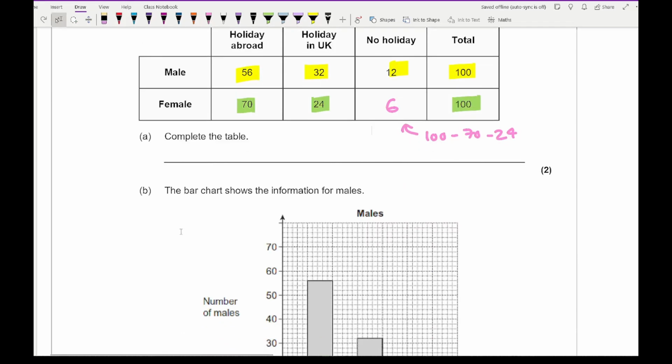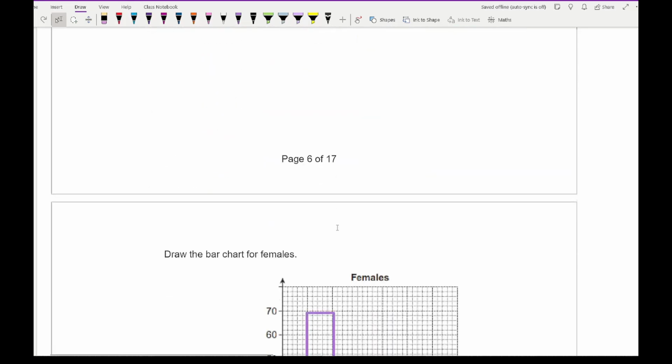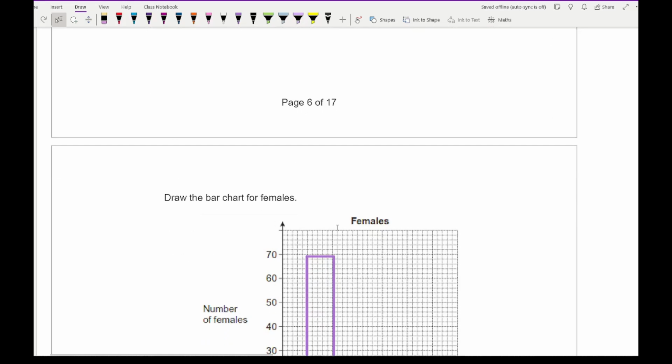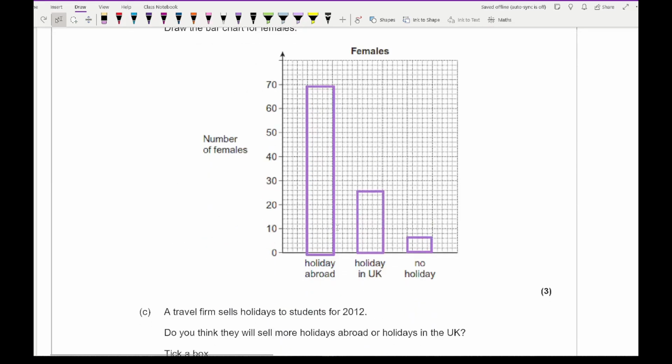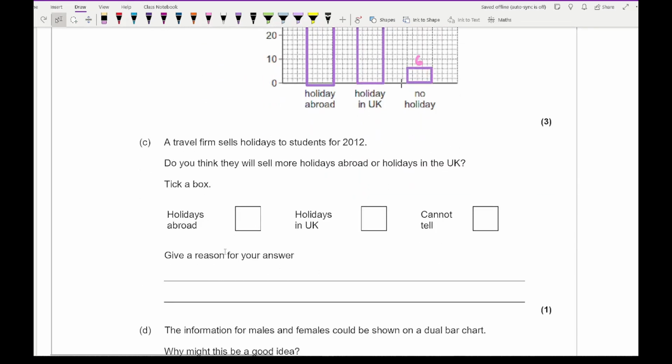It then says the bar chart shows information for the males, which is there. The question is asking me to draw a bar chart for the females, and you should end up with something that looks like this. This bar should go up to 70, this bar should go up to 24, and this bar should go up to 6. Again, make sure that you've got equal gaps between the bars and the bars are all equal widths.